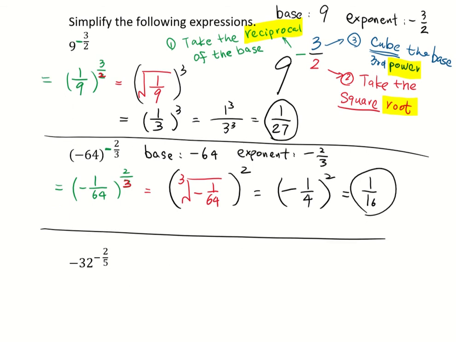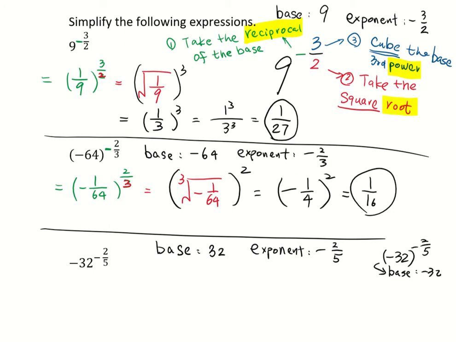Now let's look at the last expression. Negative 32 to the power of negative 2 over 5. Here, the base is 32, and the exponent is negative 2 over 5. Okay, a lot of you may think the base is negative 32 instead of 32. If the base is negative 32, it will look like this. Since we don't have the parentheses here, that means the negative sign is not included as part of the base. So the base is just 32.